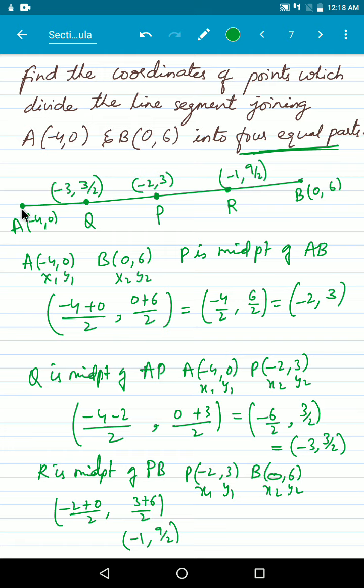So see, this will divide AP, PQ, PR and RB into four equal parts. All right. I hope you understood this problem.